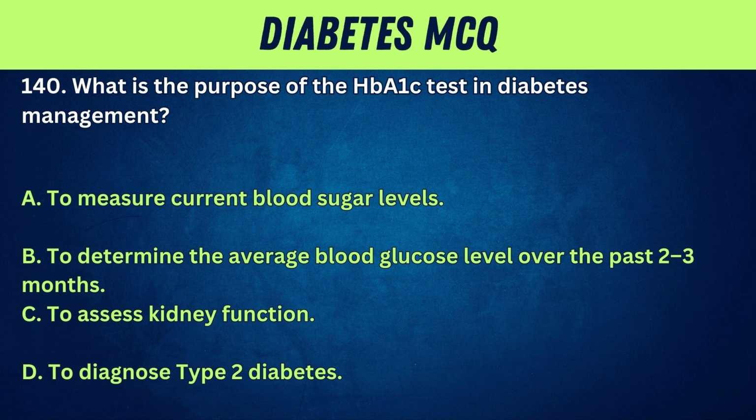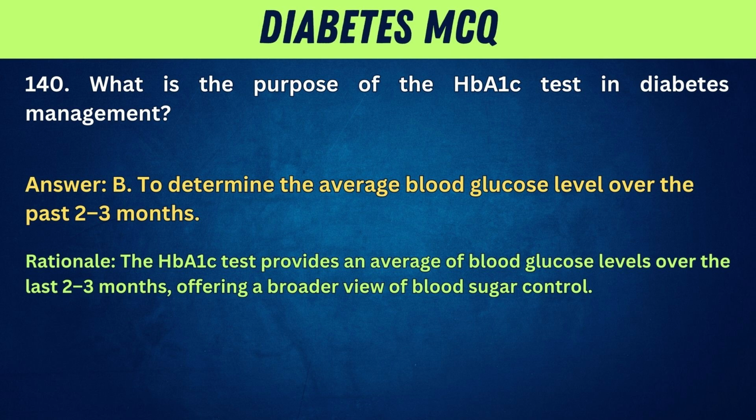140. What is the purpose of the HbA1c test in diabetes management? A. To measure current blood sugar levels. B. To determine the average blood glucose level over the past 2 to 3 months. C. To assess kidney function. D. To diagnose type 2 diabetes. Answer: B. To determine the average blood glucose level over the past 2 to 3 months. Rationale: the HbA1c test provides an average of blood glucose levels over the last 2 to 3 months, offering a broader view of blood sugar control.